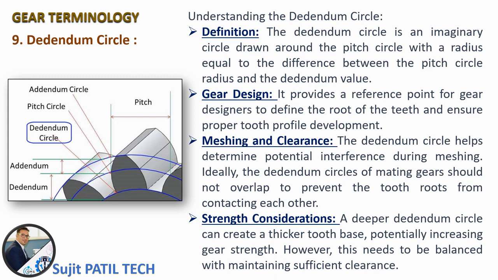Strength considerations. A deeper dedendum circle can create a thicker tooth base, potentially increasing gear strength. However, this needs to be balanced with maintaining sufficient clearance.